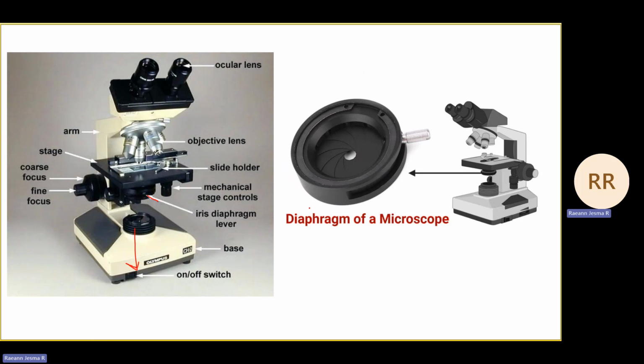It will be present along the illumination pathway, and it will regulate the amount of light reaching the sample by controlling the size of this aperture. If the size is large, it will allow a large amount of light to reach the sample. If the size is small, it will allow only a small amount of light to reach the sample. And it controls the brightness, contrast, and depth of field. So it controls these three things.